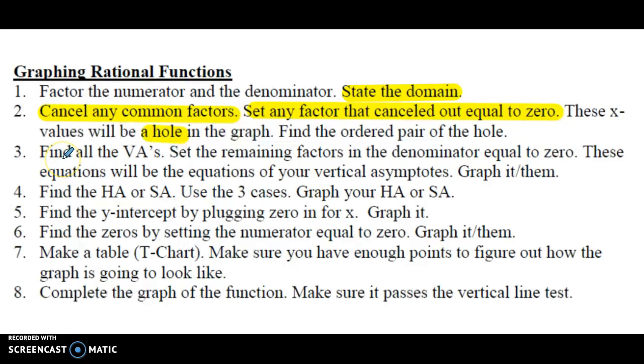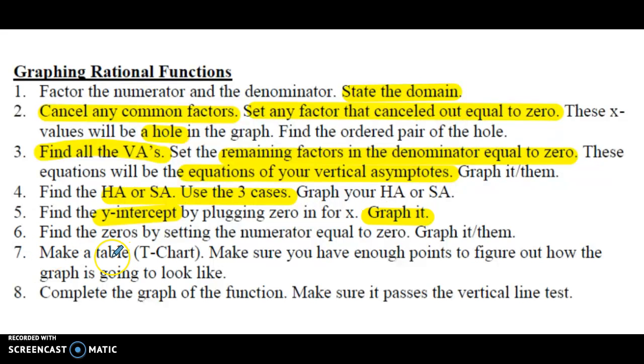Step 3 says find all the vertical asymptotes. Set the remaining factors in the denominator equal to 0. These equations will be the equations of your vertical asymptotes. Graph them both, or if one, then that. Number 4 says find the horizontal asymptote or the slant asymptote using the 3 cases. So I'm going to look back at all the cases when doing that and then graph your horizontal asymptote or whatever slant asymptote. Number 5 says find the y-intercept by plugging 0 in for x and graph that.